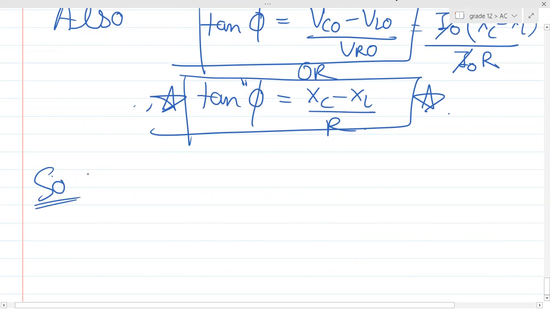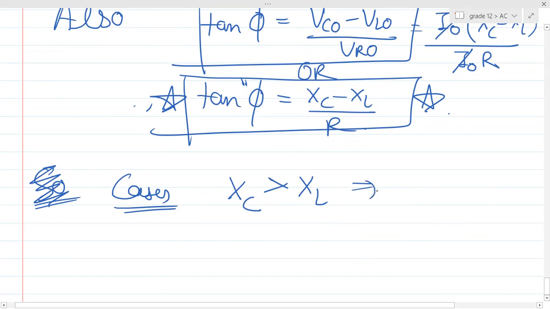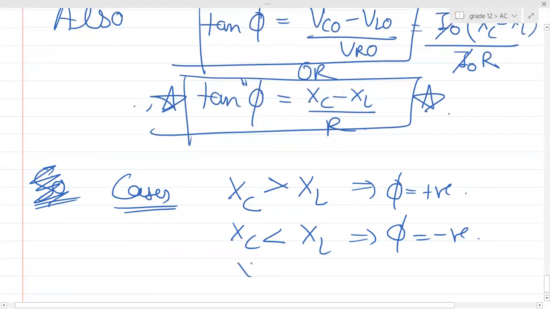Always remember, if I want to do cases, if XC is greater than XL, then what will happen? If XC is greater than XL, then the value of phi will be positive, and if XC is less than XL, then phi will be negative. And what will happen if XC equals XL? Phi is 0. It has a physical meaning.